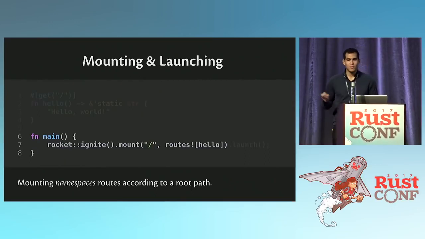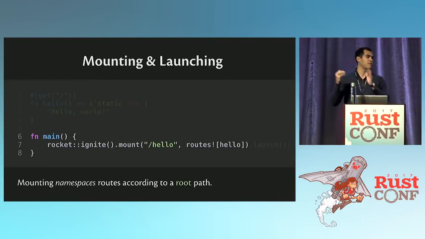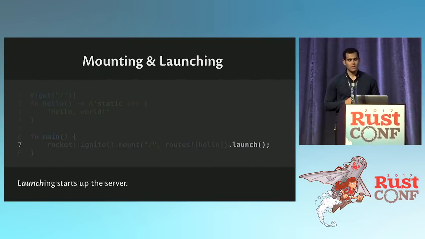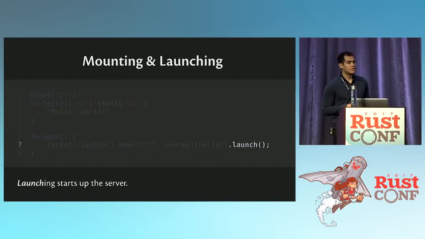So for instance, here, we're not really namespacing anything, because we're just saying mount it to the root path. But if I were to change that to /hello, for instance, then every route in sort of the list of routes would have to be prepended with /hello in order for Rocket to route things to it. And then finally, you launch the rocket, and that starts up the server.